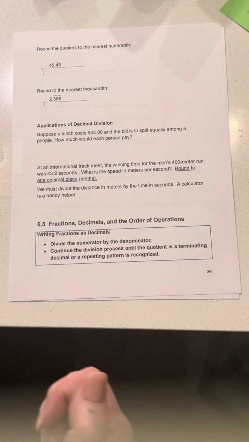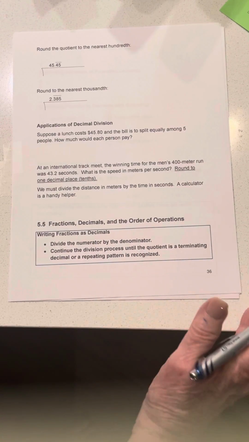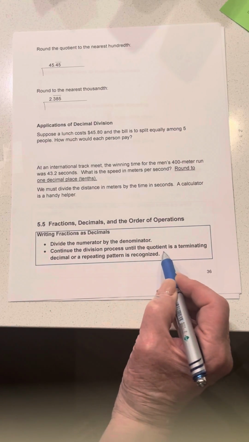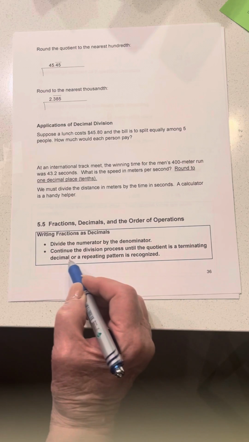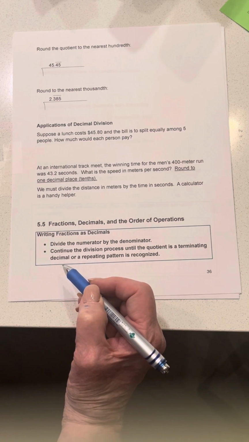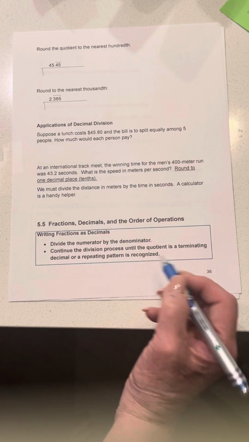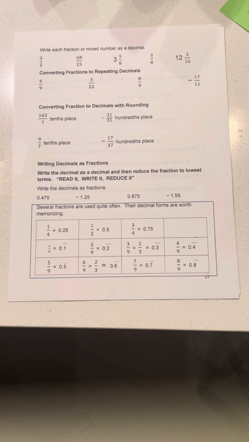So we're just going to divide the numerator by the denominator and then continue the division process until either the quotient is a terminating decimal, and that it ends, you can tell that it ends on your calculator screen, or a repeating pattern is recognized. So we're going to write these fractions or mixed numbers as a decimal.